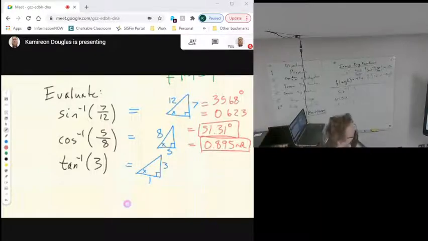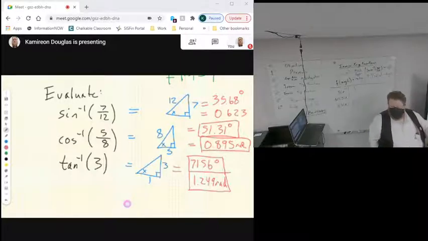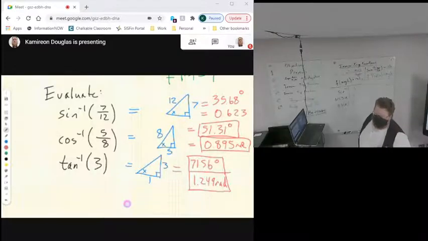Tangent inverse of 3/1, or 3. Degree value first? 71.56 degrees. Okay, what about the radian value? 1.249. Radians, RAD. So again, an angle of 71.56 degrees produces a ratio of 3 for tangent. An angle of 1.249 radians produces a ratio of 3 for tangent. It's designed to work backwards, always.